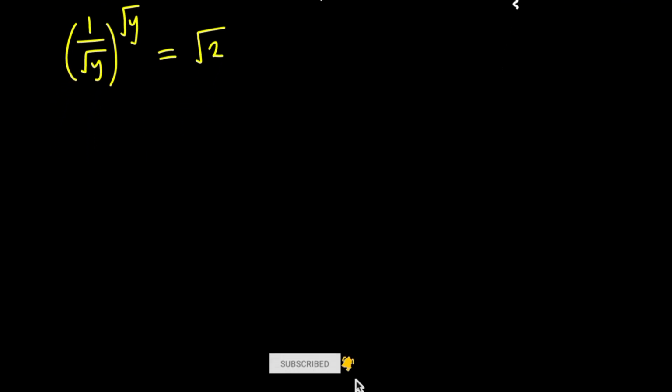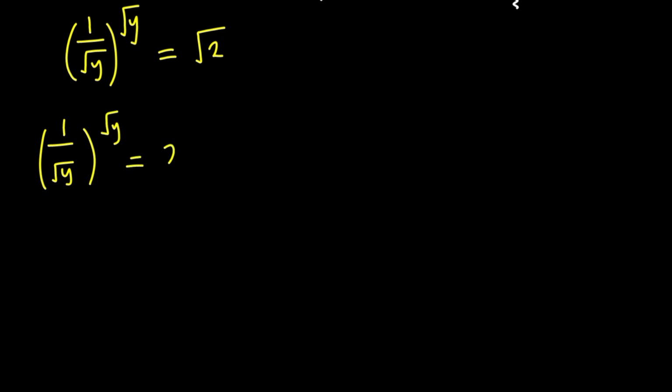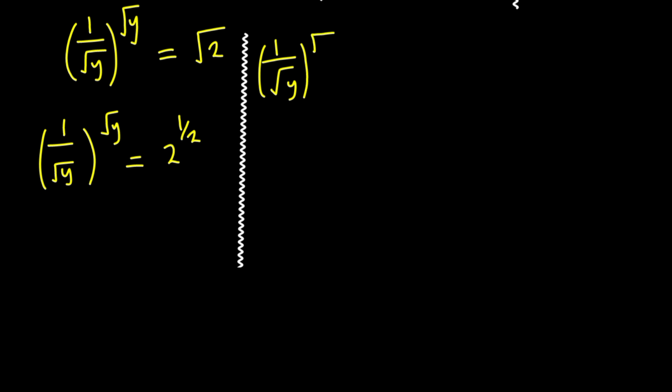And also we'll go ahead to say 1 over root y all to the power of root y, and then we go ahead to write root 2 as 2 to the power of 1 over 2. And moving further, we would say 1 over root y all to the power of root y equals, we can write 2 as 1 over 2, and that to the power of 1 over 2, because the inverse of 1 over 2 is 2, so I haven't done anything wrong.